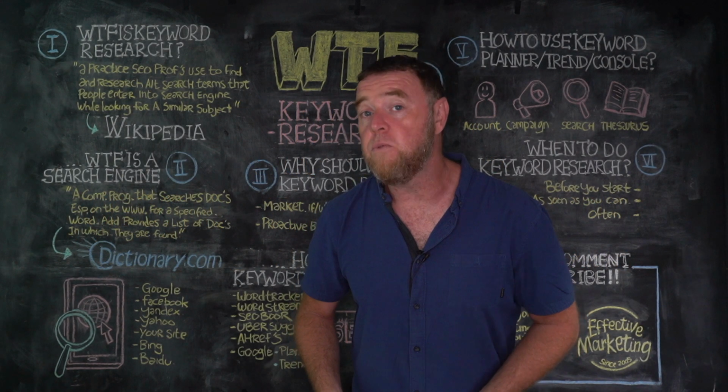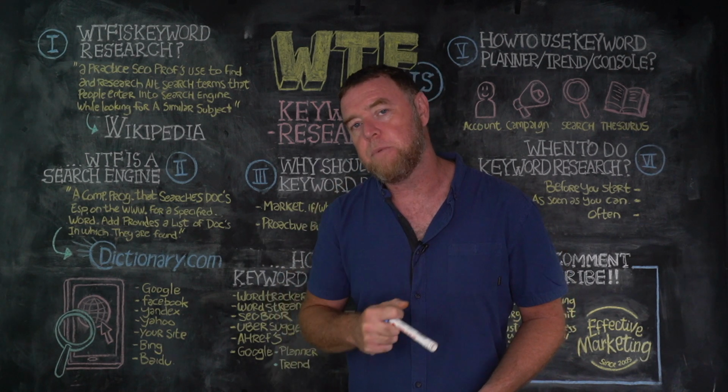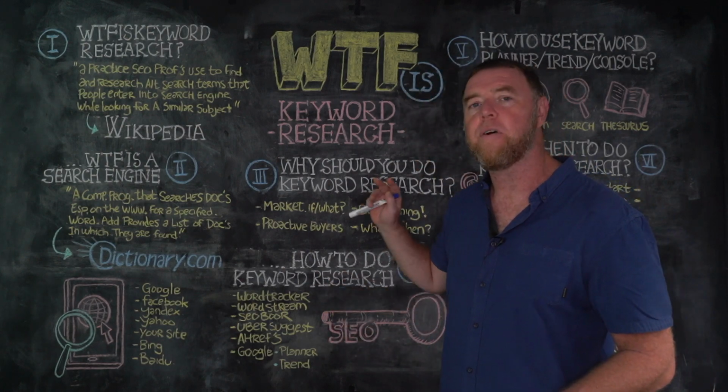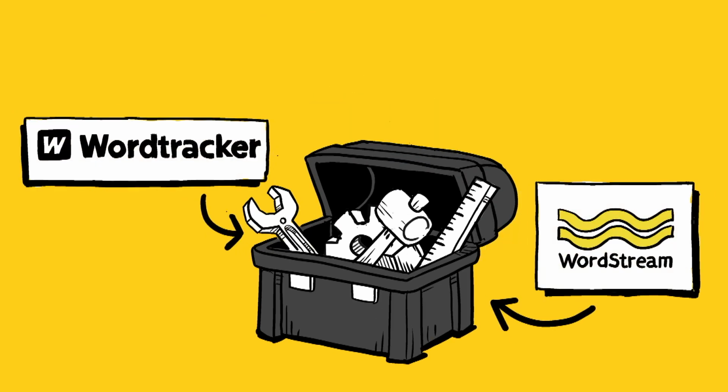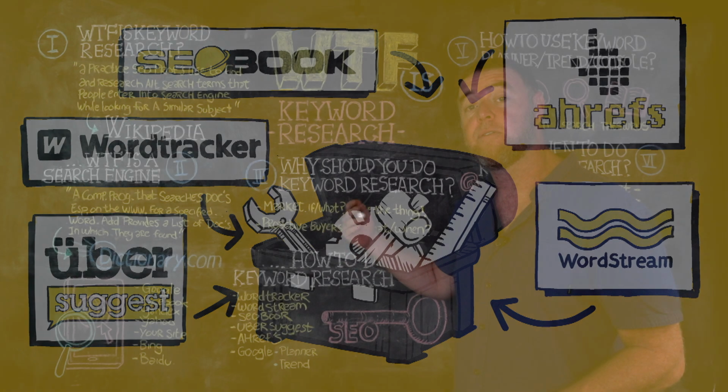Now you're understanding that you really should be doing some keyword research. And now the question becomes, how do you do keyword research? Well, there are hundreds, if not thousands of tools that will enable you to do keyword research. Tools like Word Tracker and WordStream and SEO Book and Ubersuggest and Ahrefs. And these different tools will have different strengths.